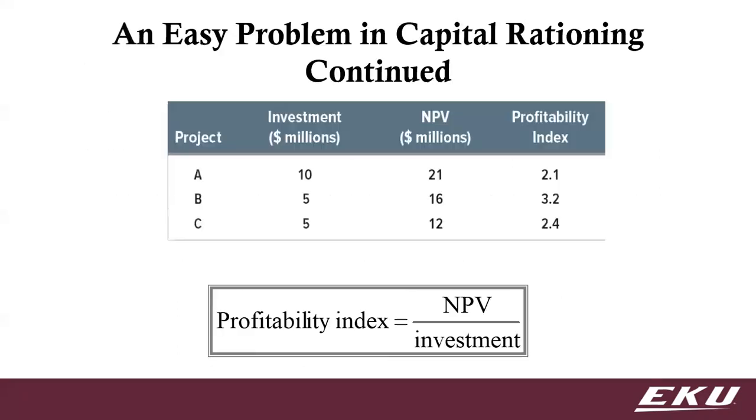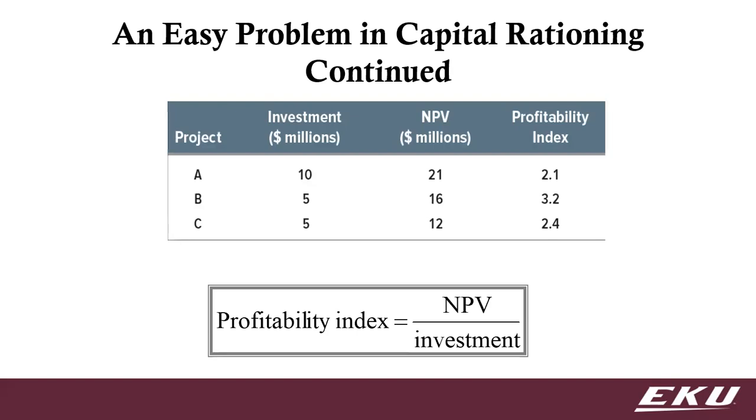So here's some examples. Projects A, B, and C, and you see how much we invest and what the NPV of the projects is. Simply taking the NPV and dividing by the investment gives you the profitability index, right? So you notice the 2.1, 3.2, 2.4. Often in a case like that, you would say, hey, let's go with the highest profitability, right?